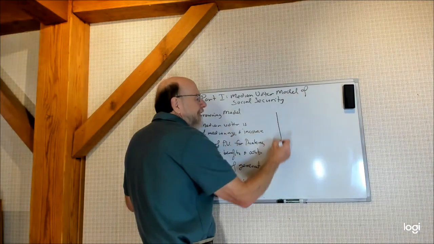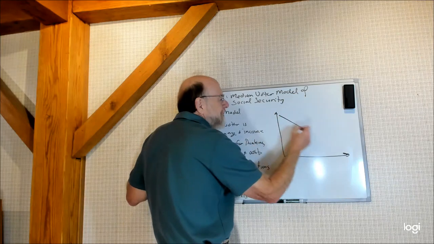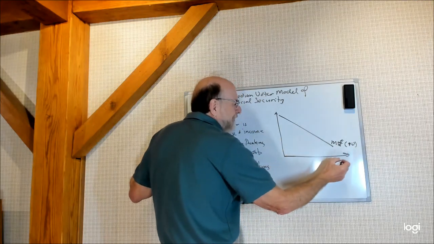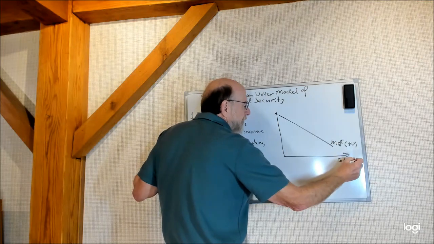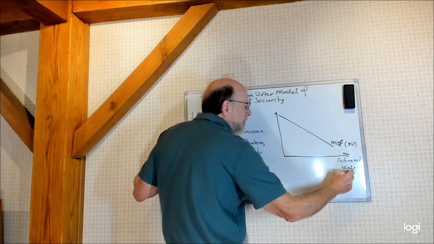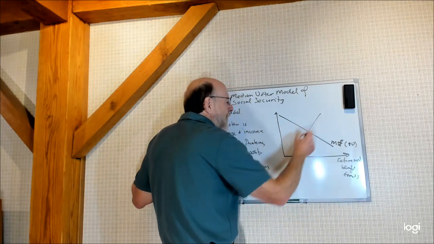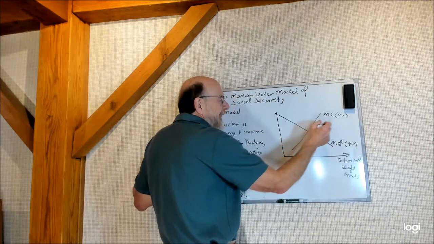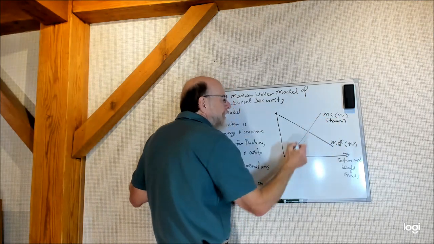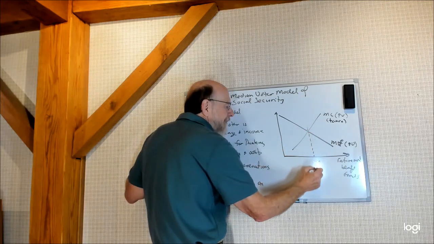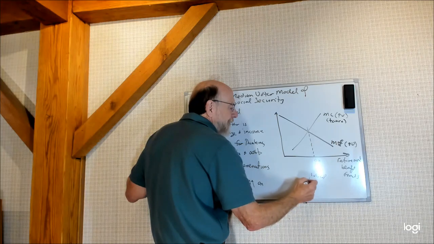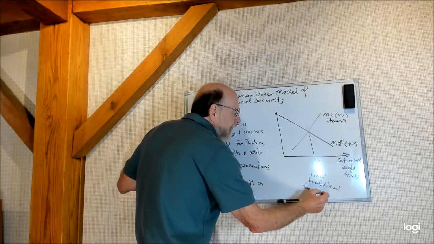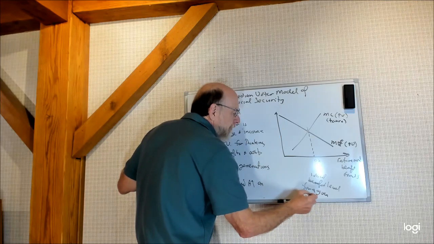And so what his model boils down to is something like this. There's some kind of marginal benefit in present value terms associated with a retirement benefit. And there's some kind of marginal cost, again in present value terms, associated with the taxes. And that means that there's some kind of ideal benefit level for a given median voter.